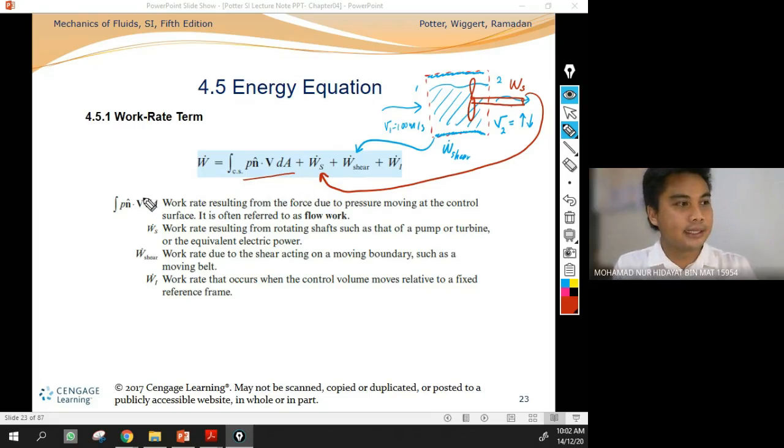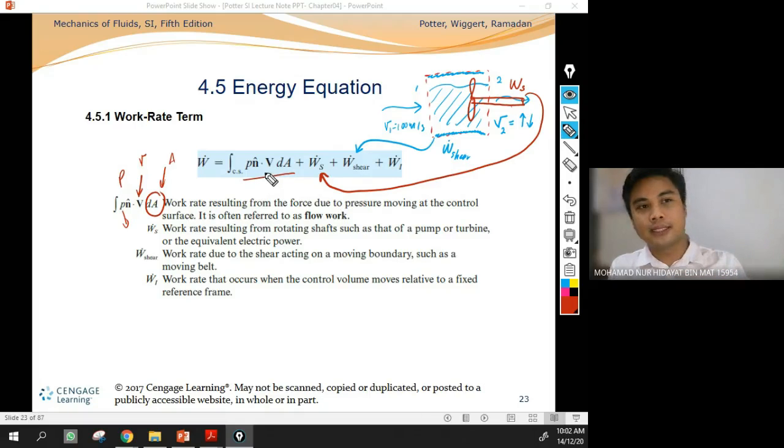So you can see, this is velocity, and this is area, and this is pressure. All right. The system is using the pressure to push the flow from point 1 to point 2. We call this the flow work.